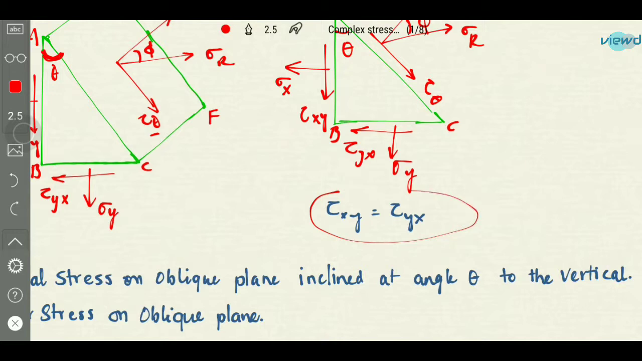Here tau xy is equal to tau yx. There will not be any difference between tau xy and tau yx, because due to tau yx, tau xy is generated. So one is applied and one is generated in the body.